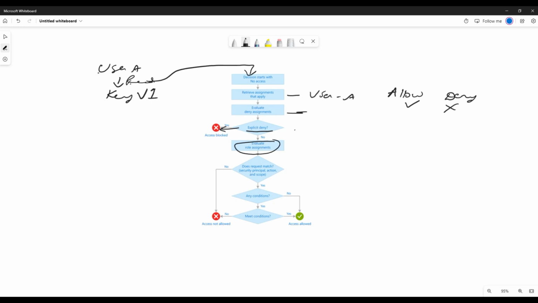And if there is a request match, so for example, if inside a role assignment there is a permission that this identity can read secrets on the specific key vault, key v1, then if there are any conditions, there can be other conditions as well, and if those conditions are met, the access is allowed, and if the conditions are not met, the access is not allowed. So it's a very typical flow of how Azure RBAC is evaluated.